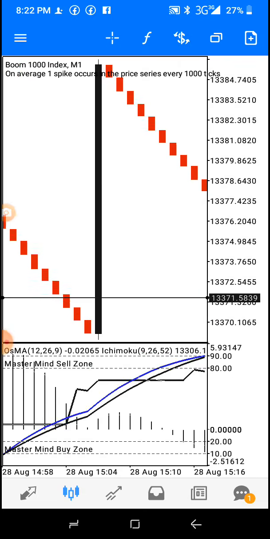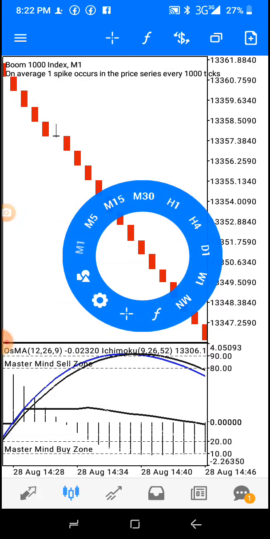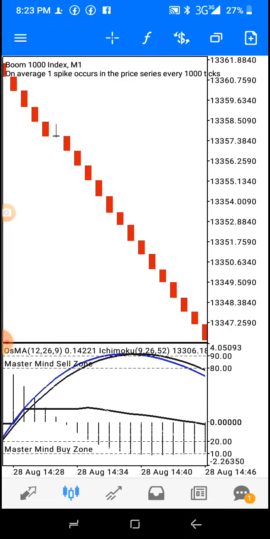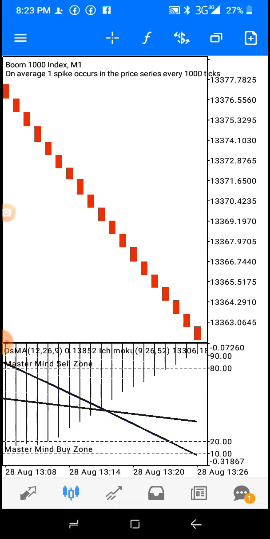Why? Because if you keep going, you see that spike came. Let's check for another sell setup.